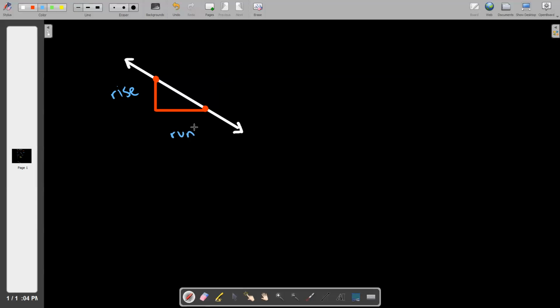And rise does not mean to go up. I want to be perfectly clear. Rise can mean up or down, and run means left or right. So how this little game works is you always want to make sure that you make a right angle right there. That way you're guaranteed that you're making a perfectly vertical rise intersecting a perfectly horizontal run. So let's say I was on a piece of graph paper and I counted down and I figured out that my rise was 4. And then I counted out my run and it was 6.